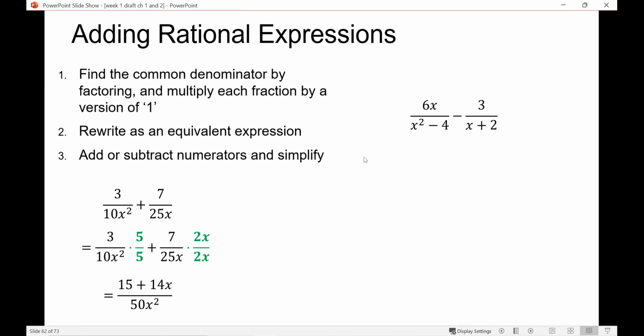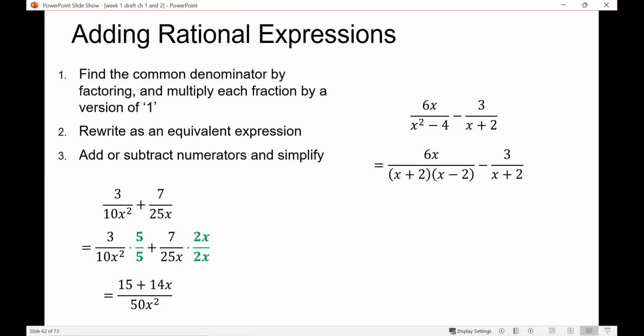Let's do this other example with subtraction. So here, denominators have multiple terms, which means if we want to see what factors our denominators have, we're going to have to factor them first. So x squared minus 4 is a binomial. So it factors as a difference of squares, x plus 2 times x minus 2. The x plus 2 does not factor. So it in itself is a single factor. So x plus 2 is all one factor in the denominator there.